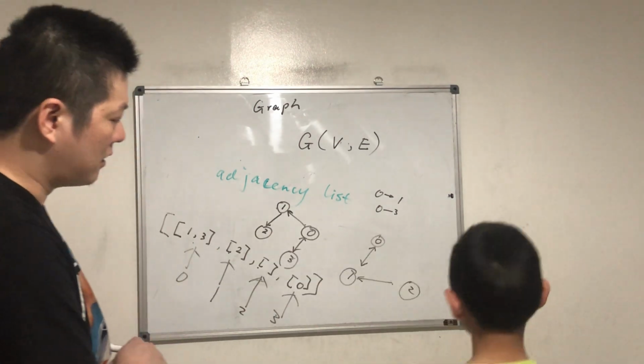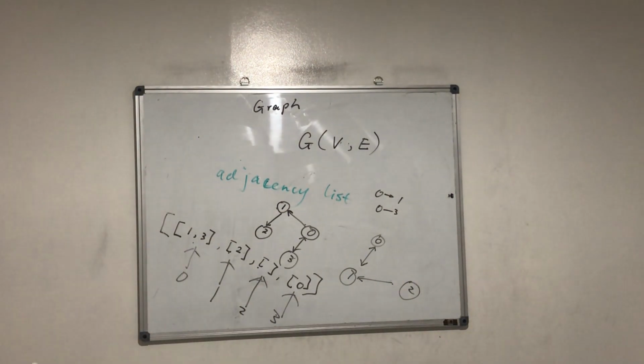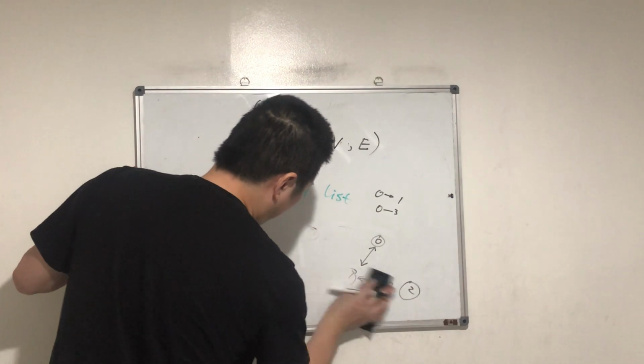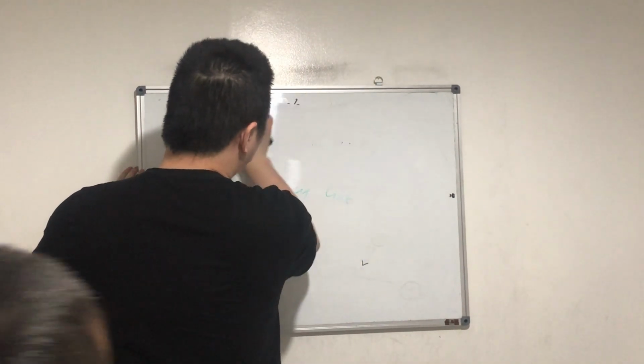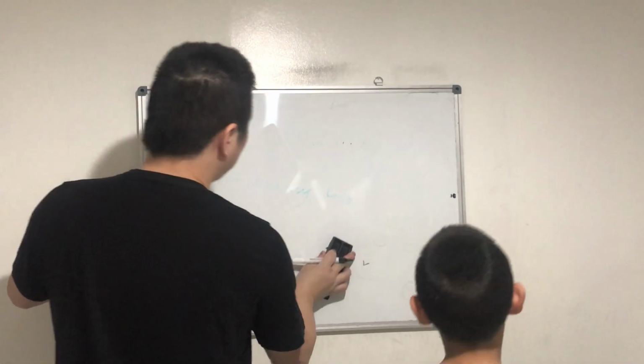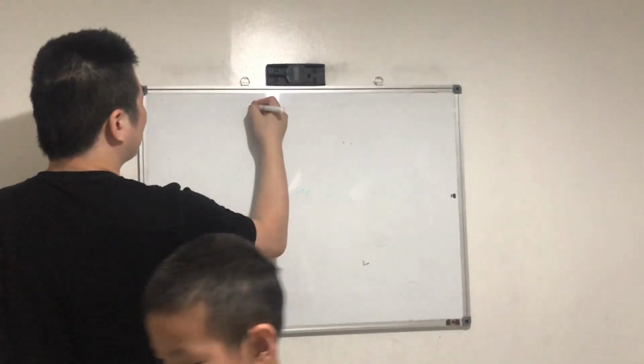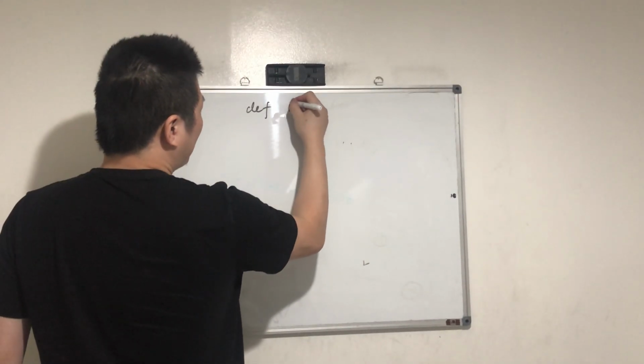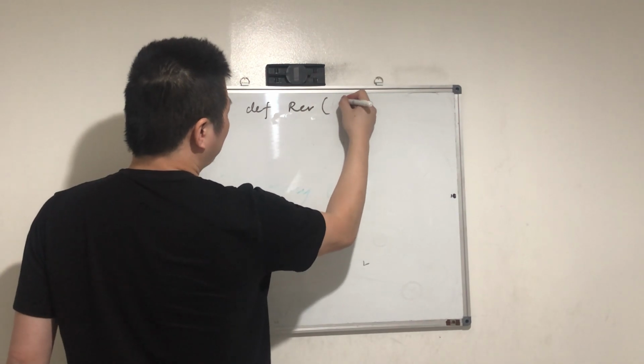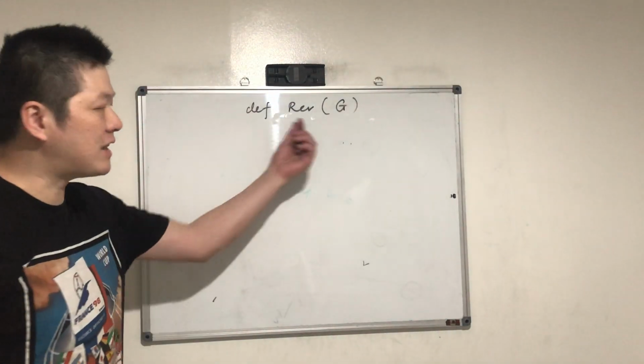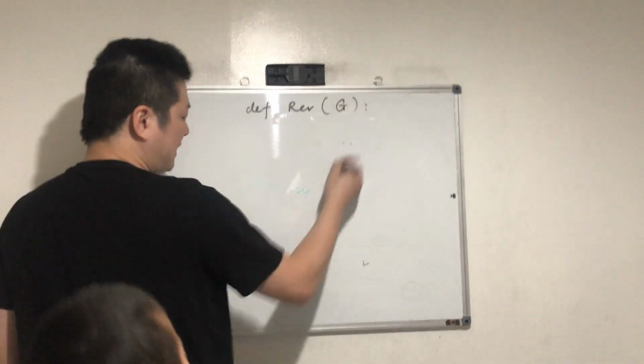Dot minus 1, I think. Minus 1? Okay, so this may be easy to understand, but hard to code, right? So look, let's define reverse. We have a graph, which is the adjacency list, a list of lists.